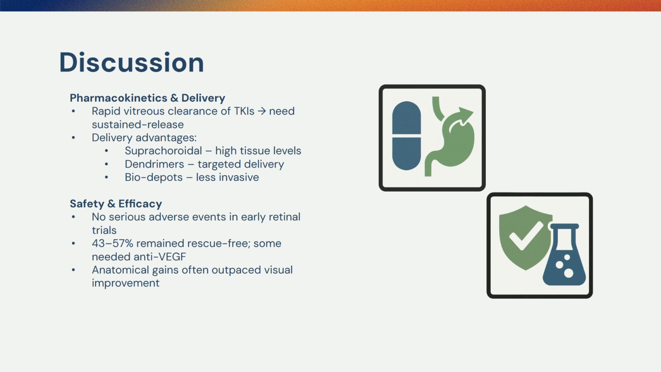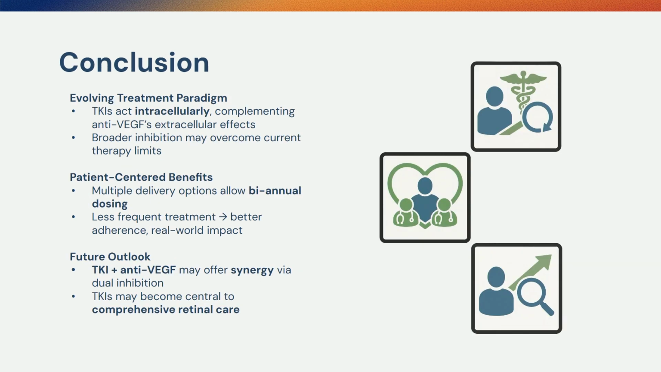43 to 57%, on average, every study is a little bit different, but remained rescue-free. So that means no anti-VEGF given other than the initial TKI drug. And anatomical gains often outpaced visual improvement, which means the CST values were showing a little bit better results versus the visual acuity in the beginning.